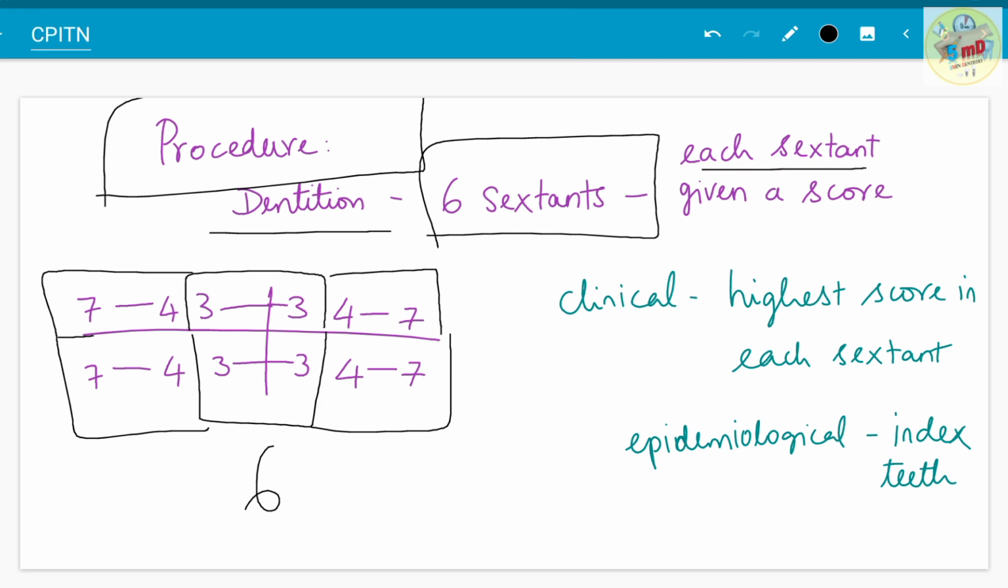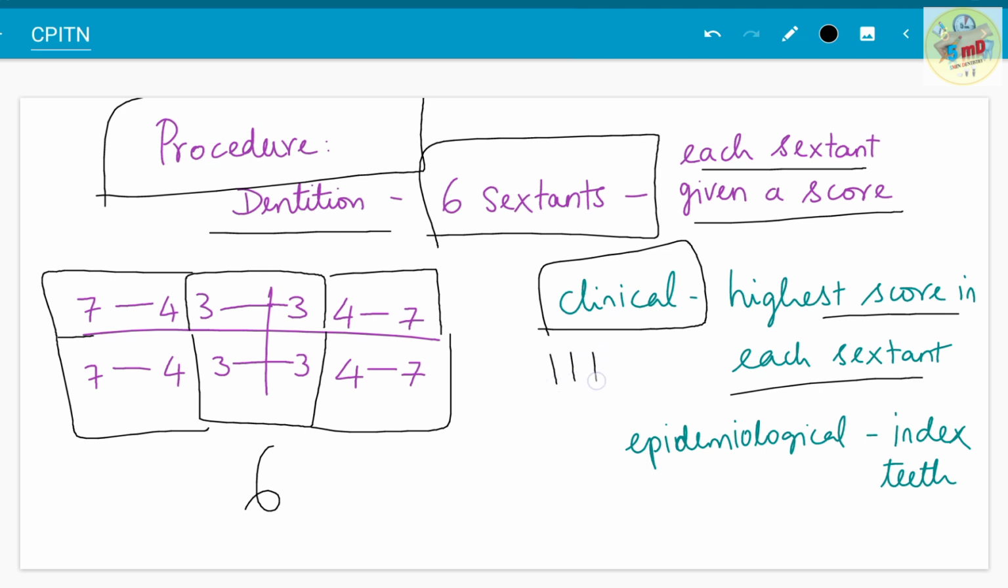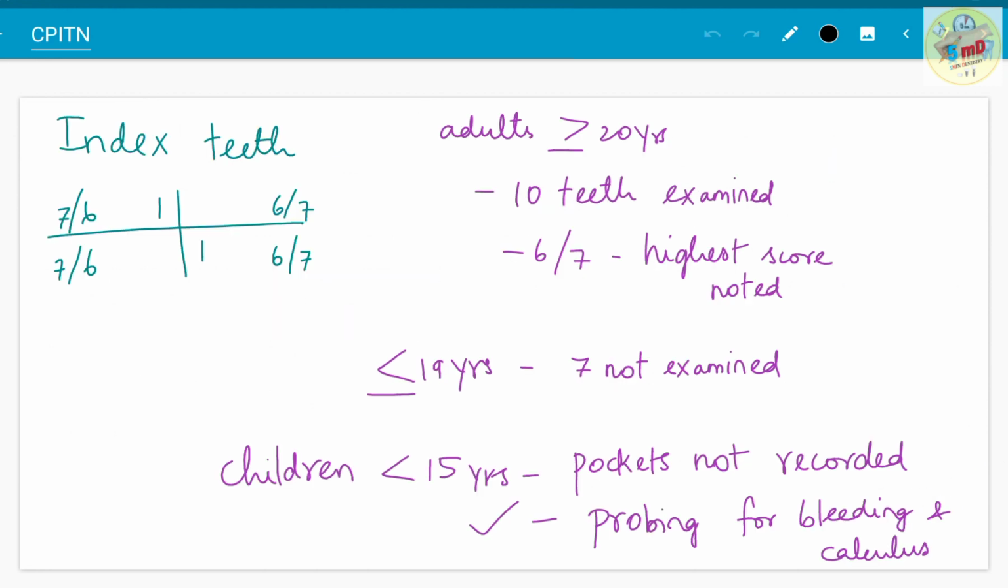Each sextant is given a score. Clinically, each individual tooth is examined, and the tooth with the highest score is taken as the score for the sextant. But in epidemiological surveys, it is difficult to calculate for each tooth. Therefore, the index teeth are calibrated. So what are the index teeth? The upper right central incisor and left lower central incisor, along with either 6 or 7.